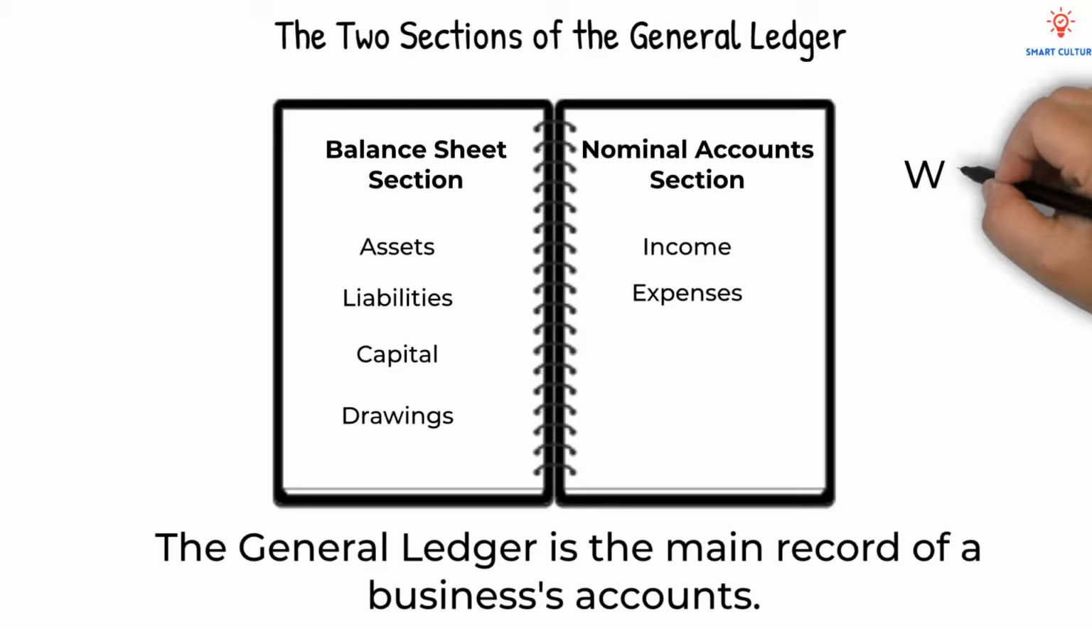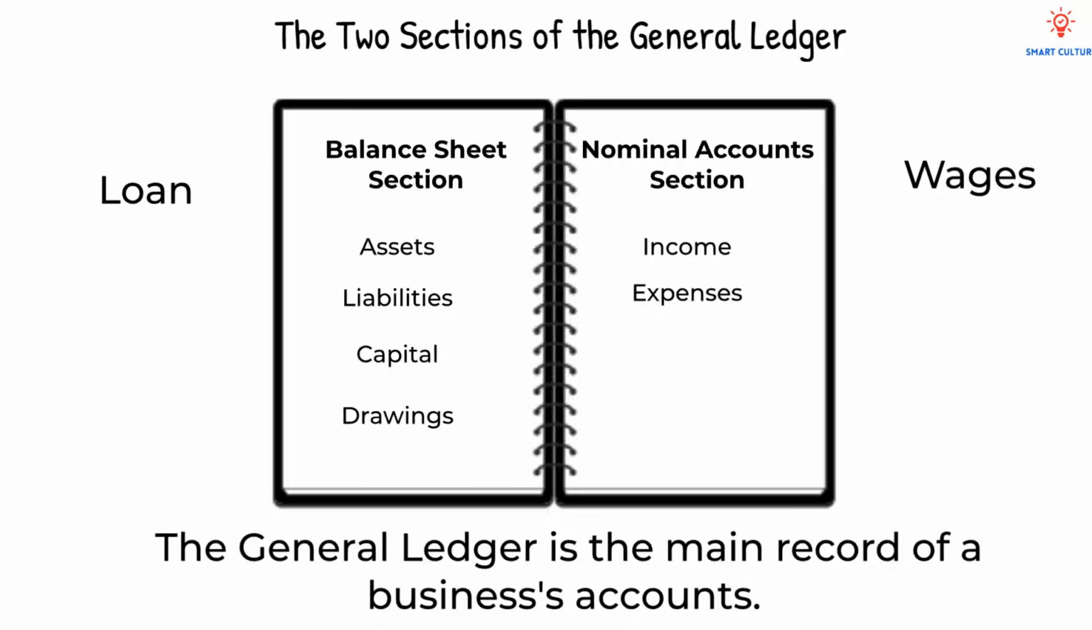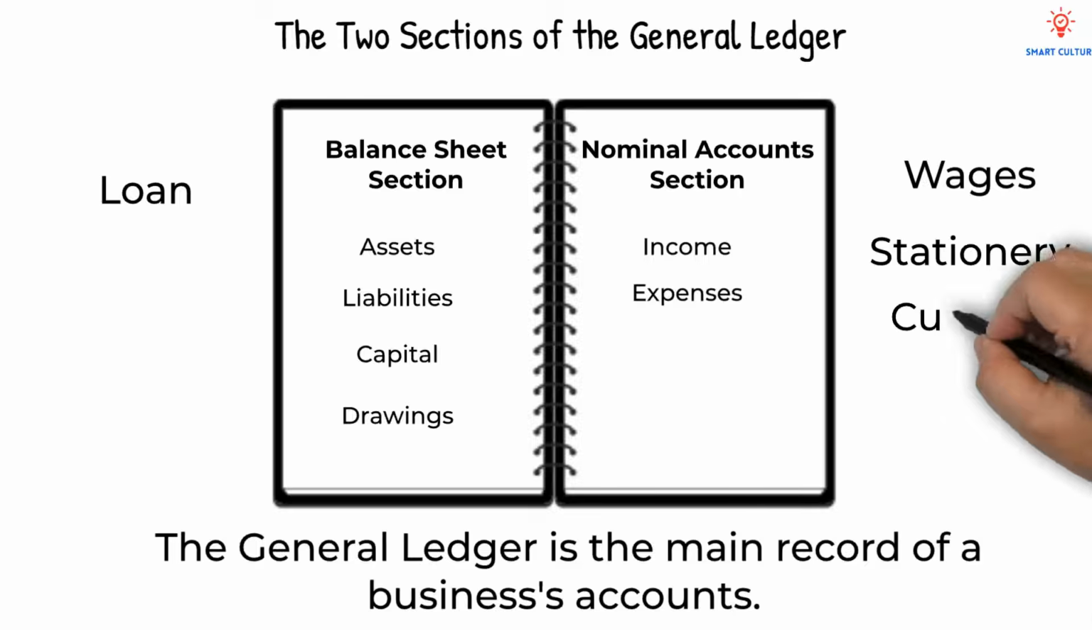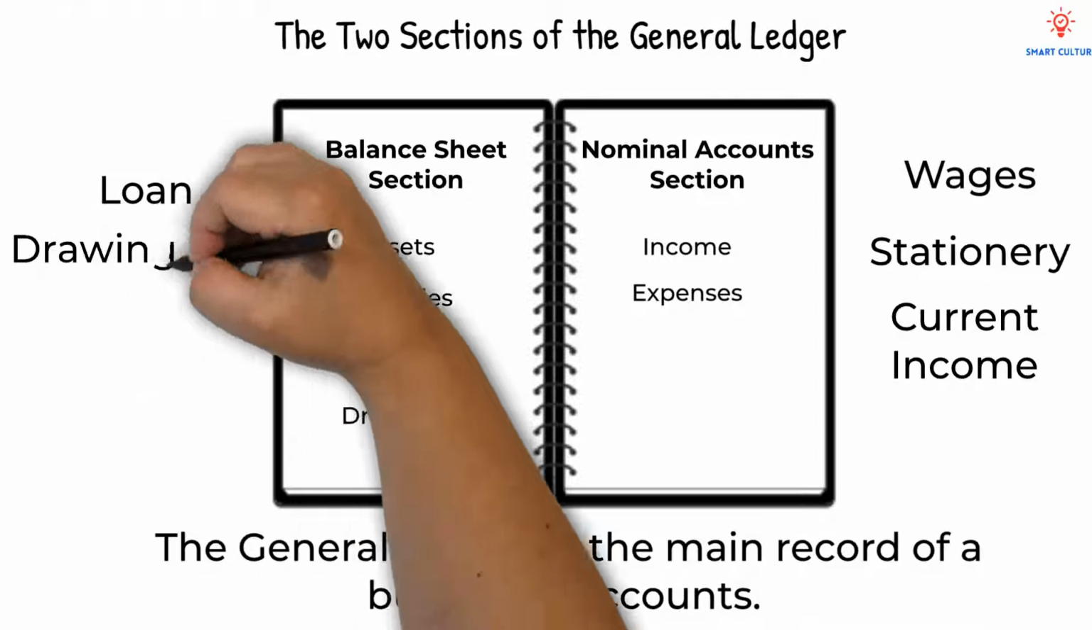Wages is an expense, so that goes into the nominal section. Loans are liabilities, and that will go into the balance sheet section. Stationery is an expense and will go to the nominal section. Current income is income and will go to the nominal section. Drawings will go to the balance sheet section.